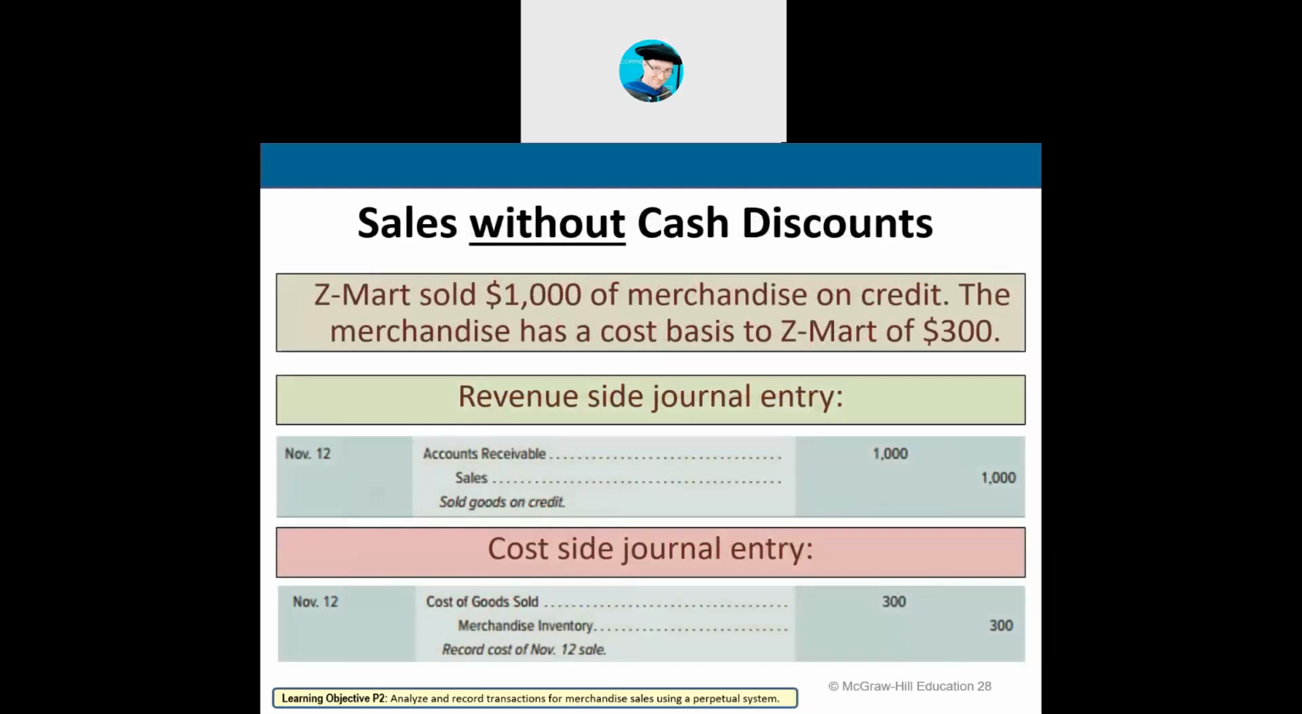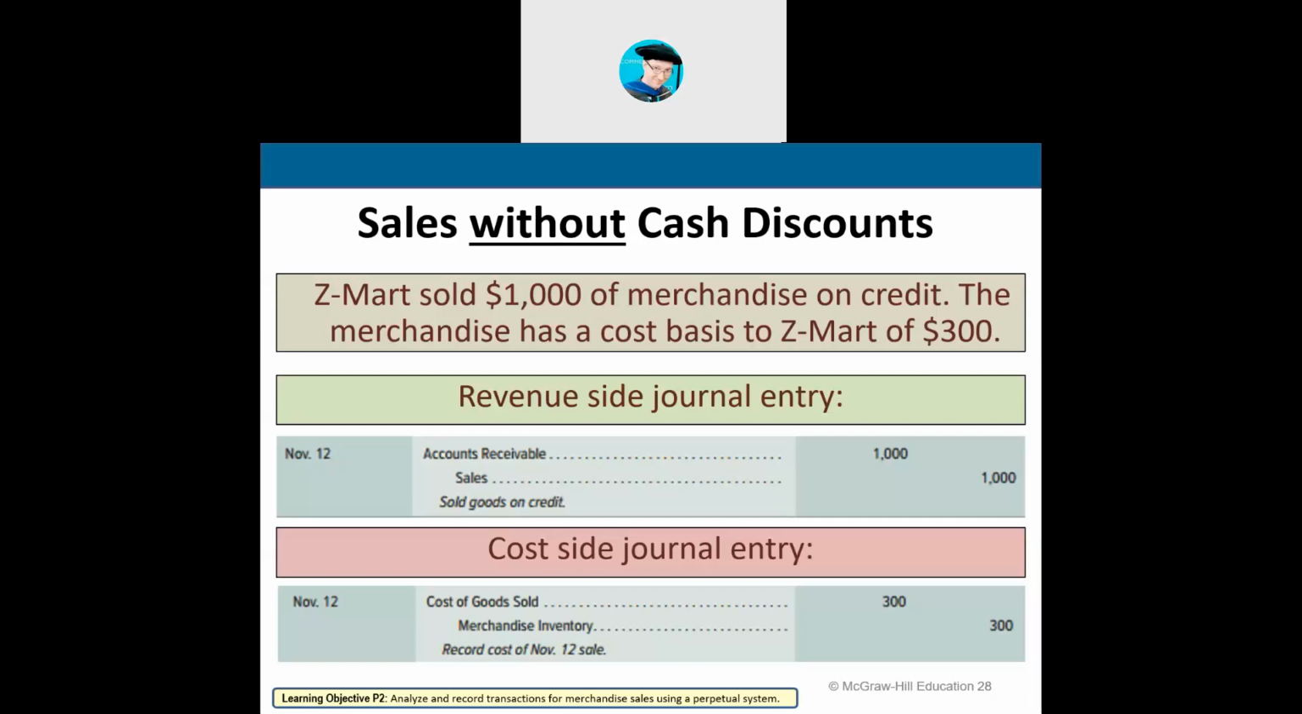So here are the journal entries. You guys love journal entries, don't you? I know you do. Okay. Our company sold $1,000 worth of merchandise on credit. And the merchandise had a cost of $300. That's a pretty good profit margin if you ask me. I mean, y'all got $700 in gross profit from that. Look at that. That's amazing.